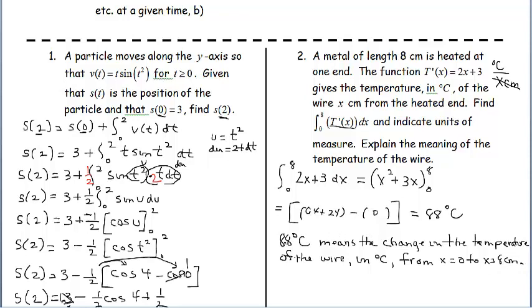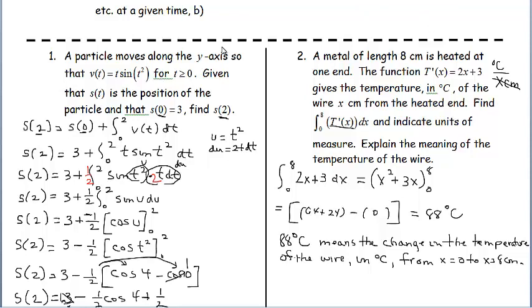So again, think of that acronym, NUTS. We've got the number here. I have the units of that number. I have the time, but like I said, in this case, that's going to be your independent variable or your limits, but instead of time, it's going to be x, the length of the wire, and then we have the sentence. All right, so this is just putting the FTC into practice in context with different problem situations.